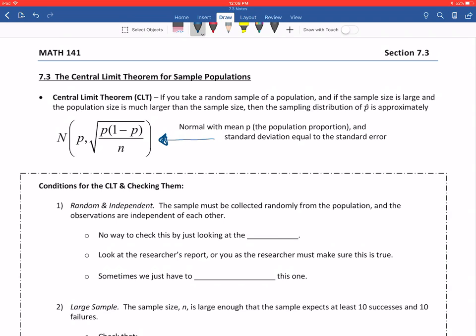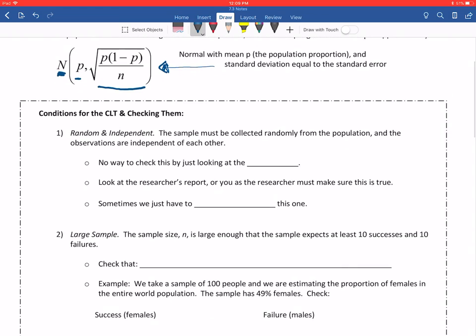In symbols, what this is saying is if we meet these certain conditions, then the sampling distribution will be approximately normal with mean p and standard deviation equal to the standard error formula that we learned in section 7.2. Now, this central limit theorem is a huge driving theorem in statistics, and it's one that we will call upon and check the conditions for and use for the rest of this semester. So this one's a really big, important one.